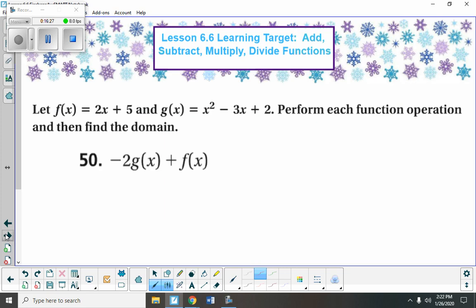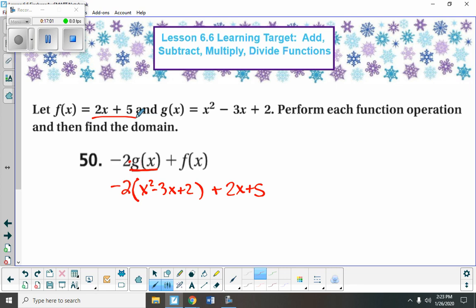Okay, one last problem. It says find negative 2 times g of x plus f of x. So we're going to be substituting in what the value of g of x is. So it's negative 2 times, what is g of x? x squared minus 3x plus 2. Guys, note that you're taking negative 2 times all of g of x, so when we write it down, we want to put parentheses there. And then we have plus f of x. So instead of f of x, we write 2x plus 5, because that's what f of x equals.